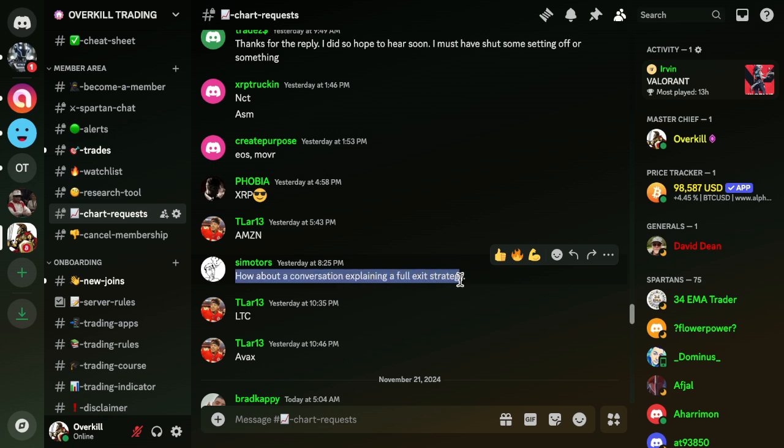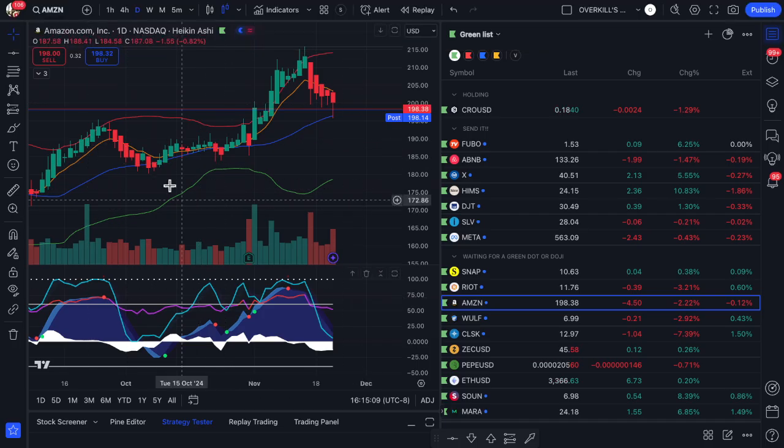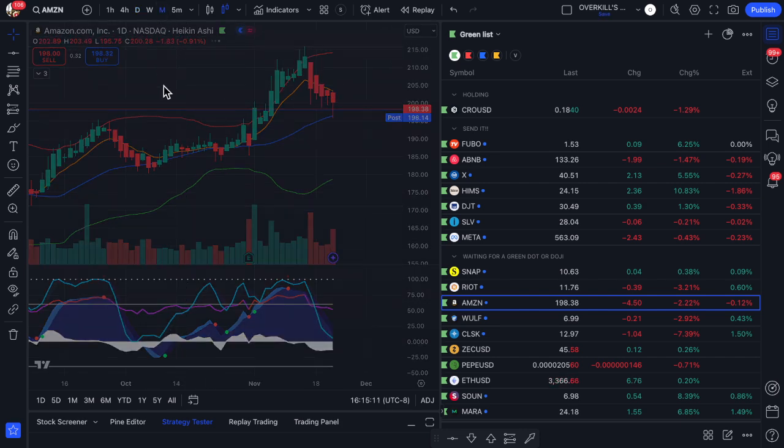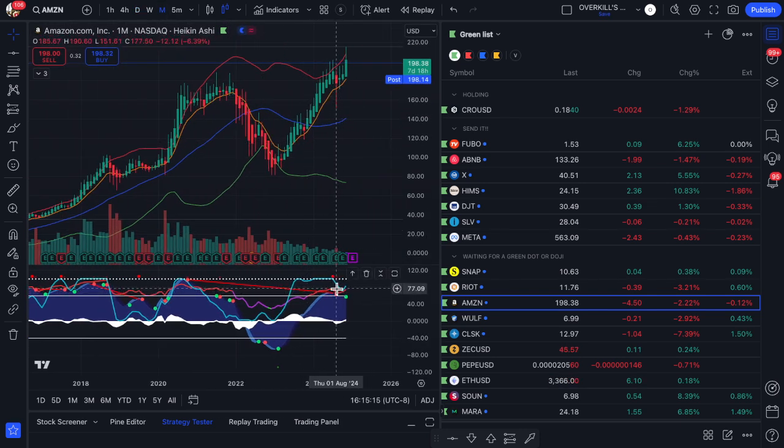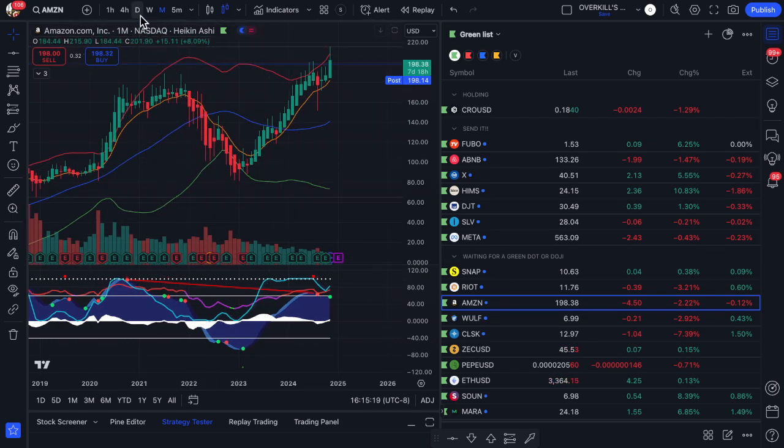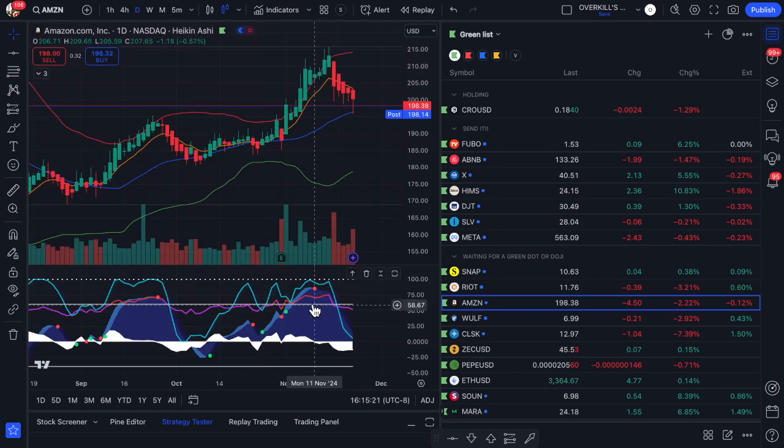How about a conversation explaining the full exit strategy? Yeah, so there's a bunch of ways you can exit positions. Okay, I would fully exit a position on a monthly red dot. Okay, I would not want to be holding through a red dot at all. Okay, and then the daily chart is where, again, you can take profits, guys. You don't have to sell the full position. The red dots are your indication where you could be taking some off.